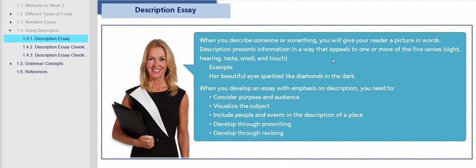And so in the Week 3 forum, you're going to use an appeal to all 5 senses in order to describe your mystery food so that people can guess what it is, what food you're describing.